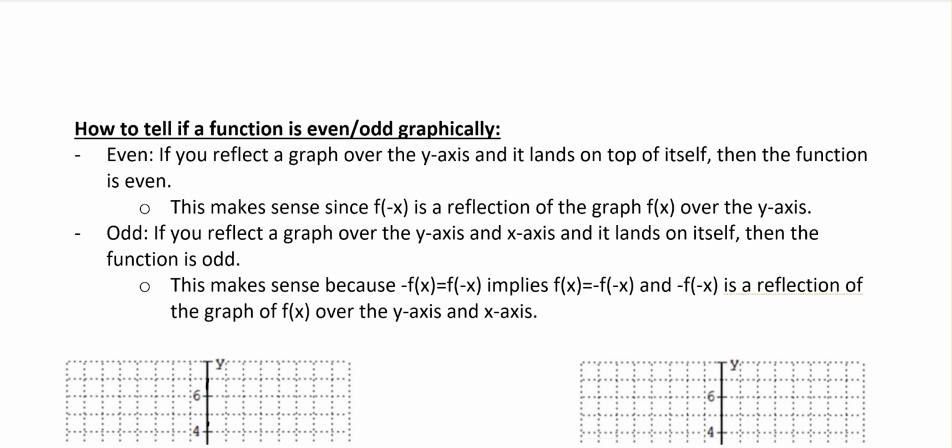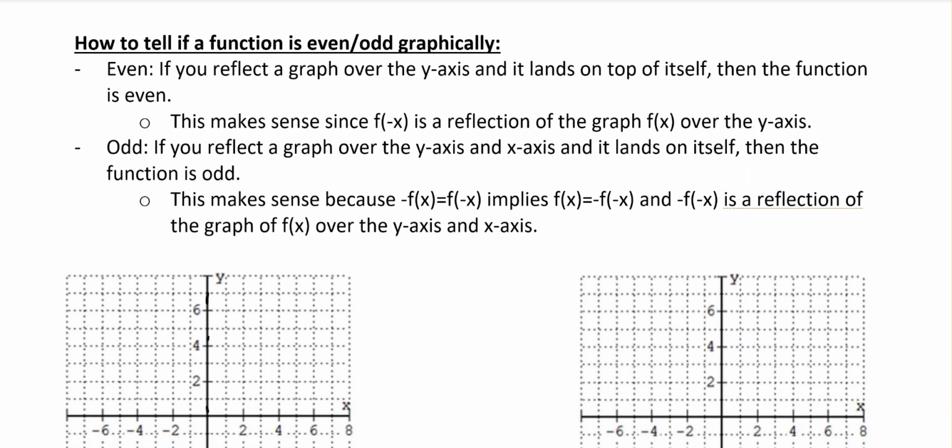The other approach is to tell graphically. And graphically, the way you're going to do that is say a function is going to be even if you reflect it over the y-axis and it lands on itself. And that makes sense based on our reflection rules. A function's odd if you reflect the graph over the y-axis and x-axis and it lands on itself. So this again makes sense because of our reflection rules. You can go check out transformation of functions to understand that.